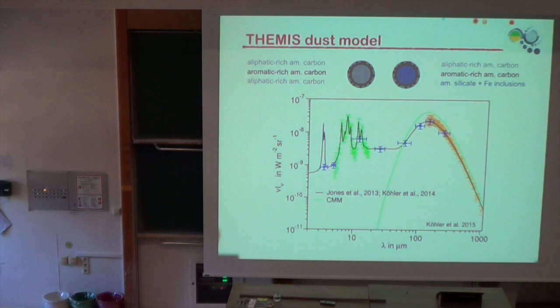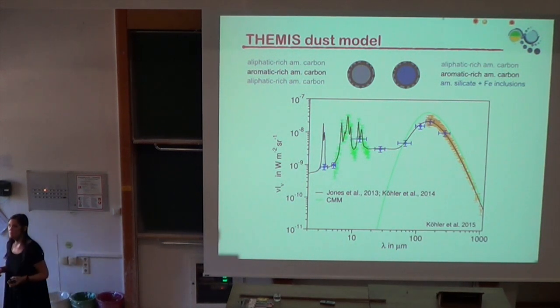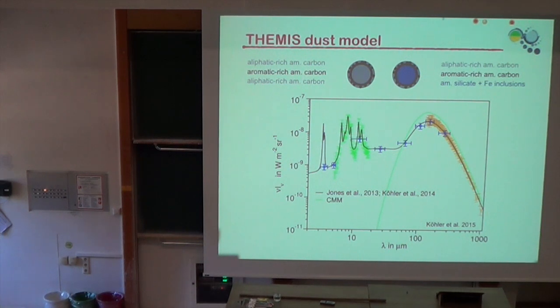So the black curve I showed before is for the standard grains, core mantle grains. And then when we add the second mantle, we get to this green curve here. So we see we add material, so the entire emission increases. But we can also see that the slope changes. It gets steeper. And this is due to the addition of the aliphatic-rich amorphous carbon, which has a steeper slope than the aromatic-rich amorphous carbon. And this is why we see this change in slope here.